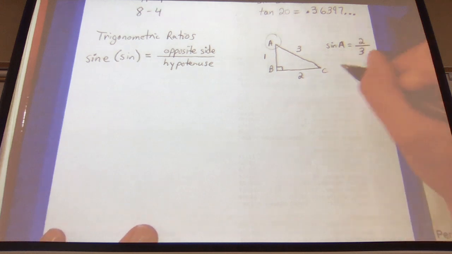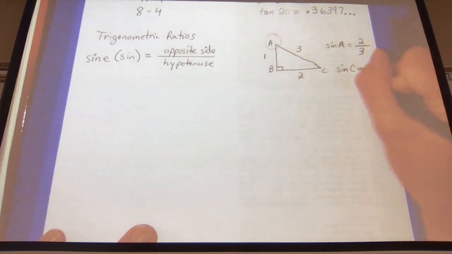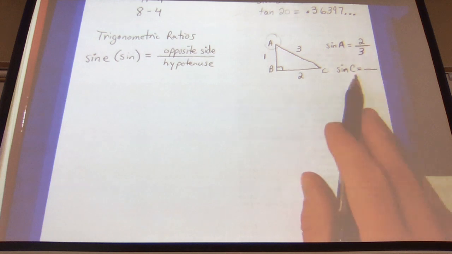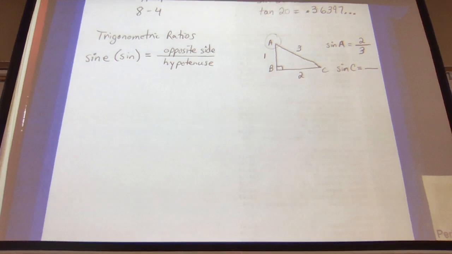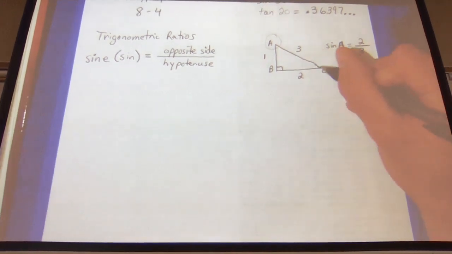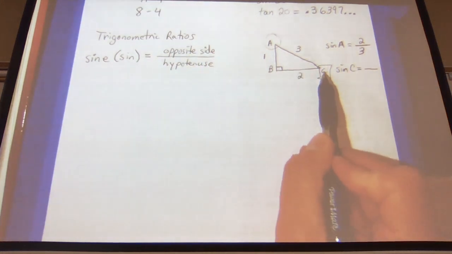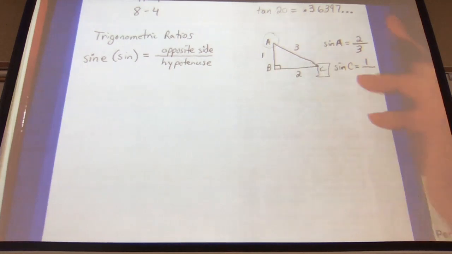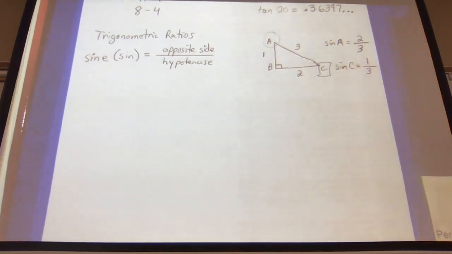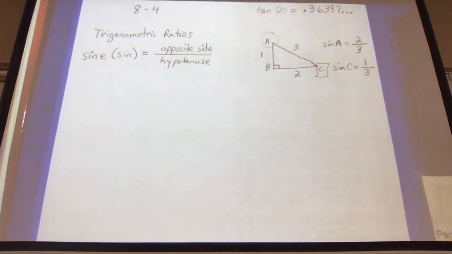Now we can also do that sine for angle C. If I want to find the sine of angle C, abbreviation for sine is SIN. That capital C behind it means I want the sine of angle C. And if I go from angle C, things are going to be just a little bit different. Sine, you want opposite over hypotenuse. The side opposite angle C is the 1. And your hypotenuse here is still 3. The sine of that one would be 1/3. So that's a little sneak peek into what we're going to get going with this.